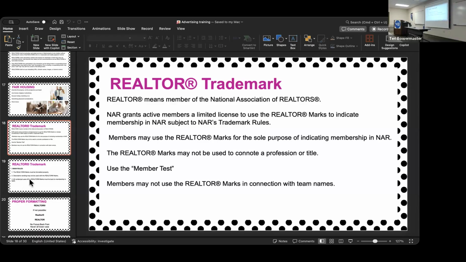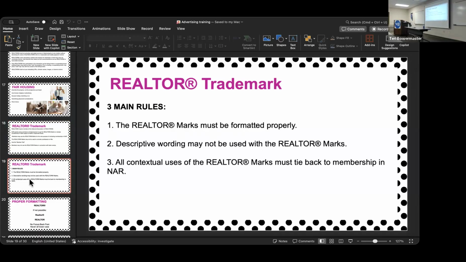So the three main rules that you do need to worry about, like I said, it's not like you can't go to a networking event and say I'm a realtor, okay? I'm not going to tell on you. The realtor mark must be formatted properly. Descriptive wording may not be used with the realtor marks. And number 3, again, is the one that I don't think people are going to go tattletaling on you for, but it's the contextual uses of the term.